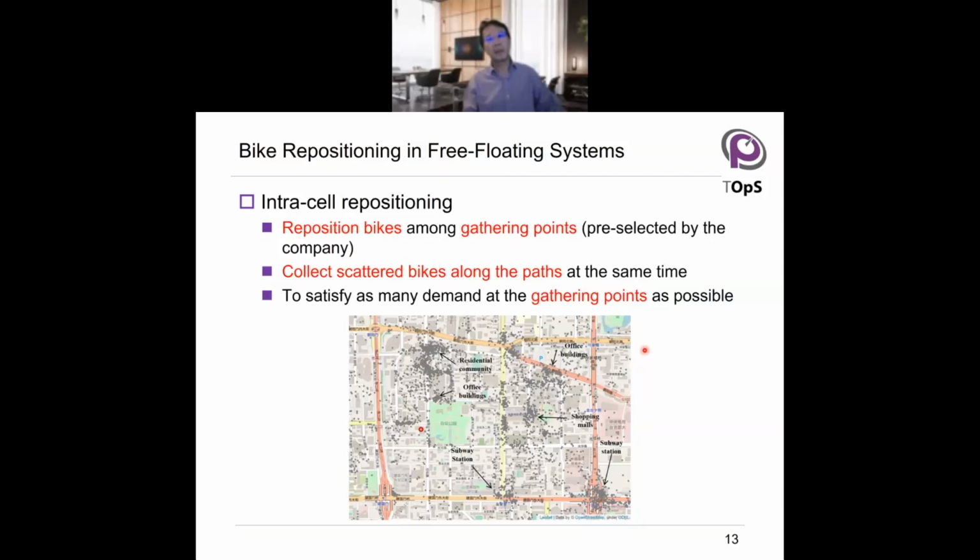Where are the locations the bikes tend to gather, accumulate, or at some time have many clustered demands at these locations? And the mover also has the responsibility to collect the scattered bikes along the path. So when they travel between gathering points, they also collect the scattered bikes and move them to the gathering points. And the goal is to satisfy as much demand as possible at the gathering points. So the intention is not to satisfy the demand anywhere. They are mostly looking at the gathering points.